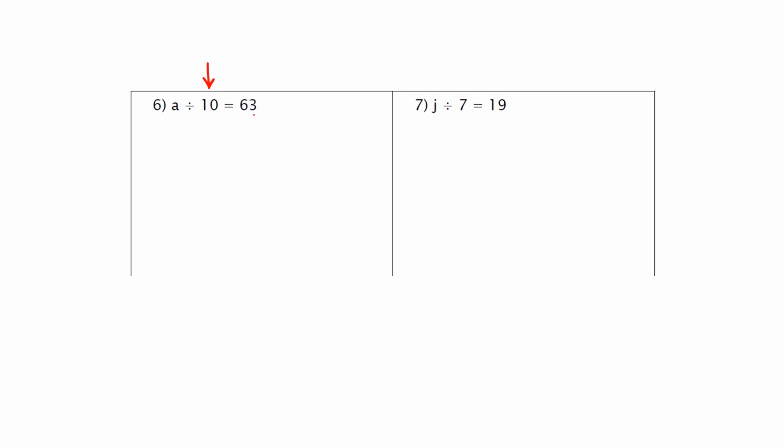But if you're not there yet, if you can't see that, let me show you how to get there, okay? So because A divided by 10 equals 63, I know the inverse operation would be multiplying it by 10 because that's undoing that. So I'm going to multiply by 10 also on the right.